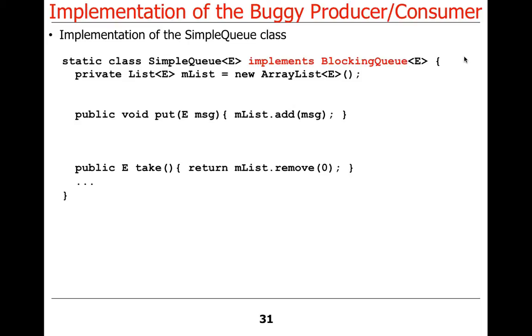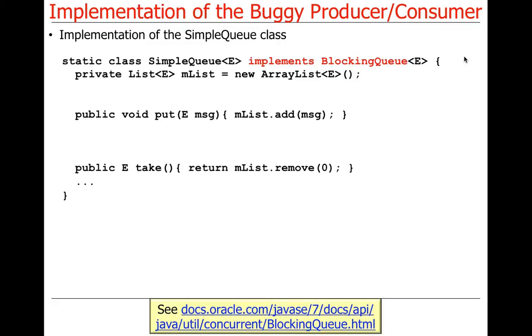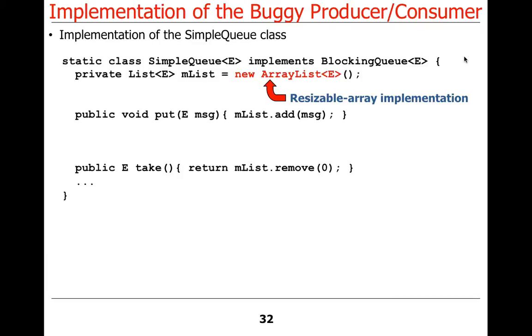So here's simple queue. As you can see, simple queue implements blocking queue. A blocking queue is the interface that all the different kinds of blocking classes, whether it be a list or array blocking queue, must fill in. There are different ways of implementing this stuff. This is the interface you have to fill in. You can see blocking queue here if you want to read about it. Our particular implementation is going to use a resizable array implementation. So new array list. It's an array that will be implemented as a list, and it can grow.